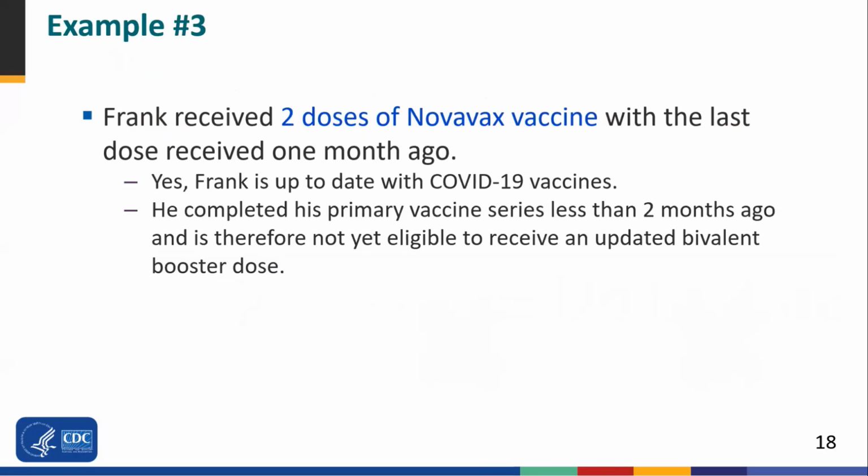The example on this slide pertains to the new Novavax COVID-19 vaccine. Frank received 2 doses of the Novavax vaccine. He received the 2nd dose 1 month ago. Is Frank up to date? Frank would be considered up to date. This is because he completed his primary series less than 2 months ago and is therefore not yet eligible for an updated bivalent booster dose.